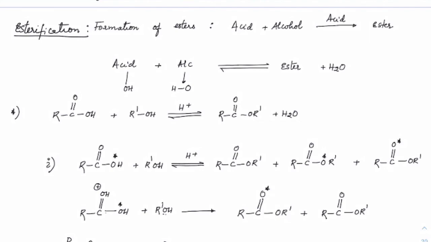So in the acid form, we know that OH from the acid and H from the alcohol will come out as water, and the rest will be formed as ester, and this happens in the presence of an acidic medium. Without acid the reaction might also take place, but it would be very slow. Acid will catalyze the reaction to happen at a good rate. Now see how the reaction happens.